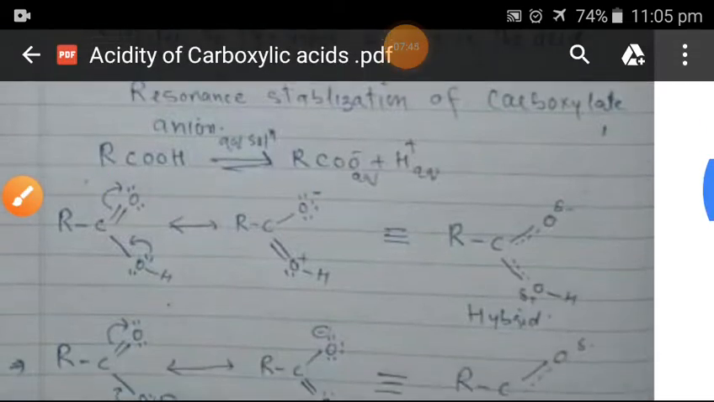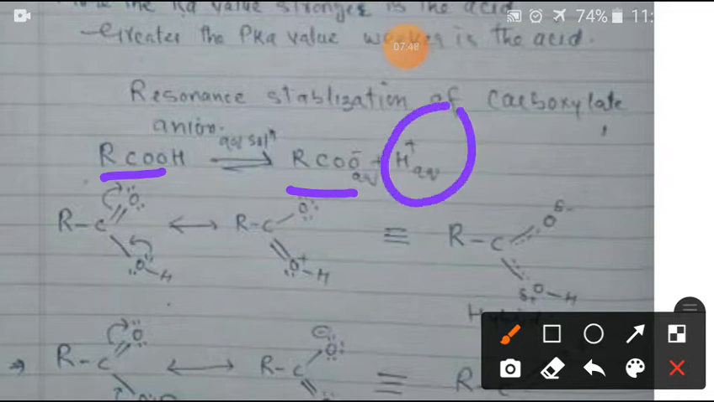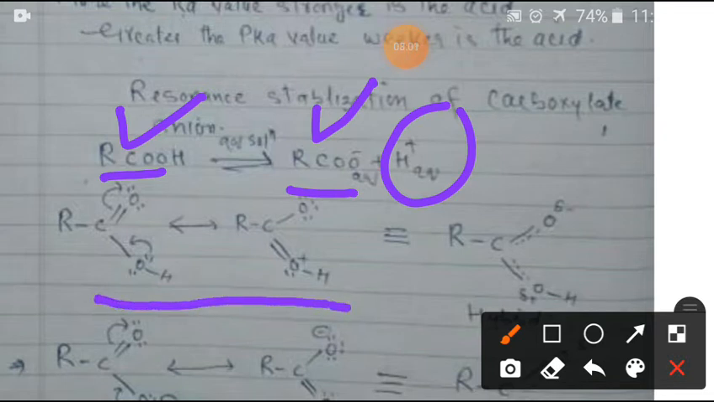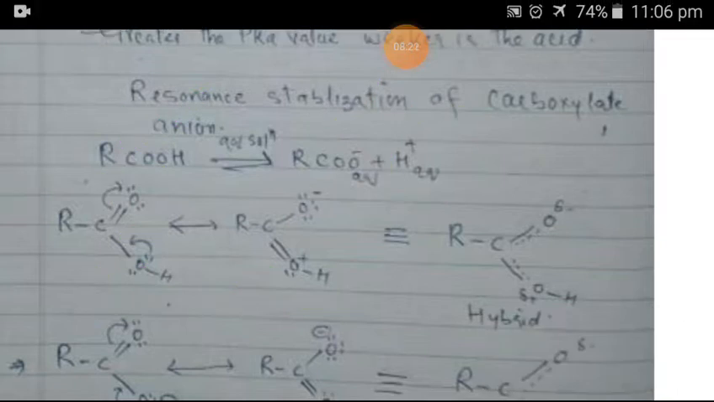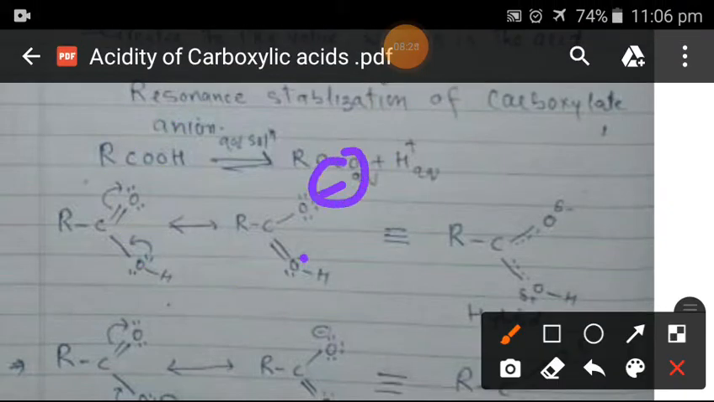So actually what happens here is that carboxylic acid gives a carboxylate anion and a proton. When we compare the resonance structures of the carboxylic acid with the carboxylate anion, we will see that during formation of the resonating structures, there is a first resonating structure and a second resonating structure of the carboxylic acid. Here the shifting of electrons takes place from this oxygen because of conjugation, as a result of which this oxygen will carry the negative charge, and this oxygen will carry the positive charge.